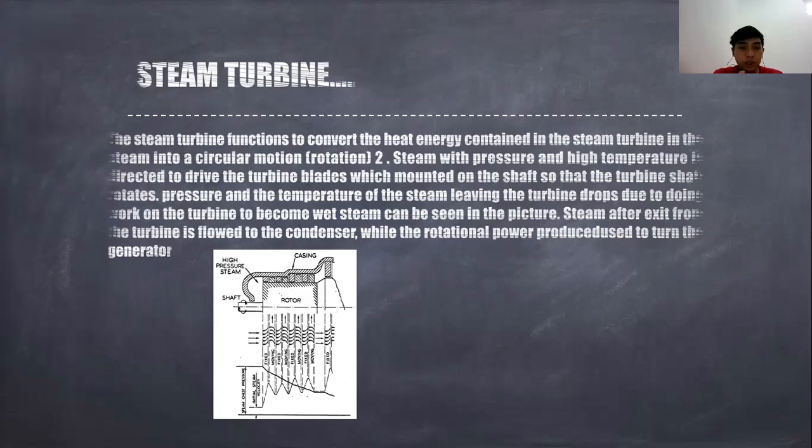Steam after exit from the turbine is flowed to the condenser while the rotational power produced is used to turn the generator.